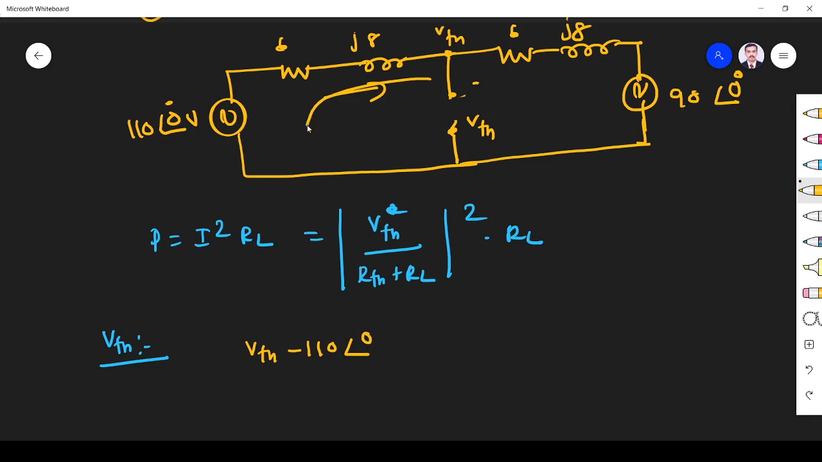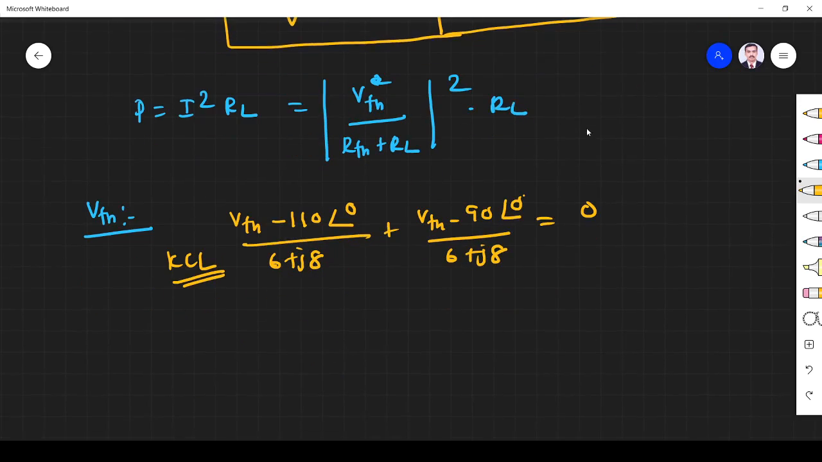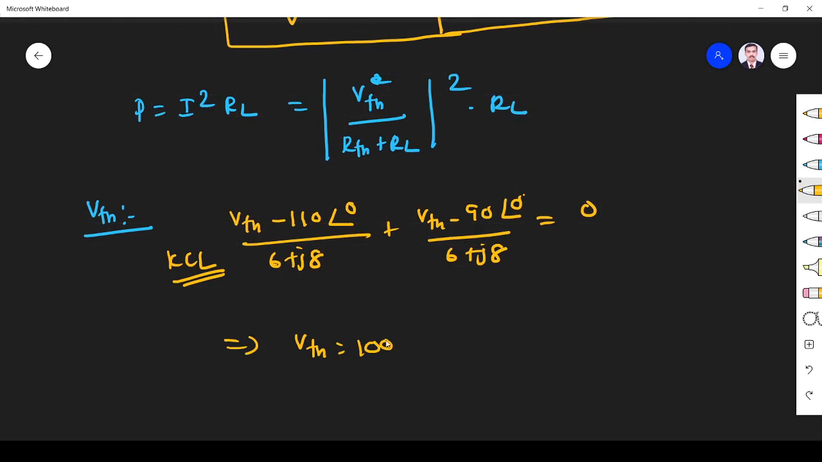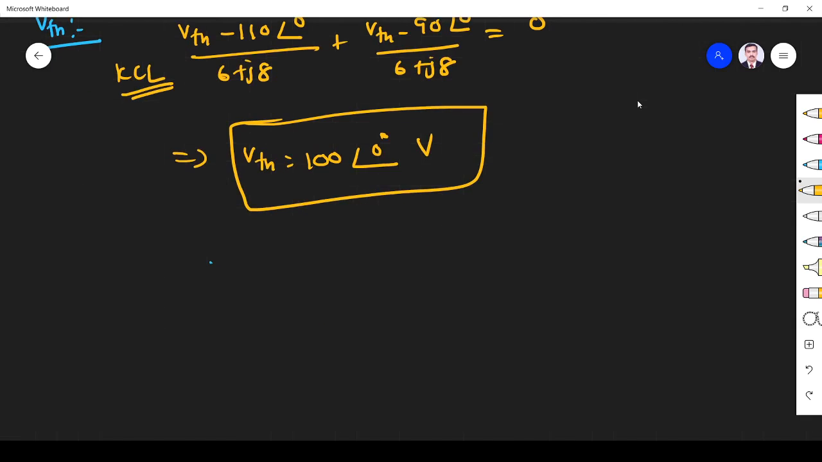For this branch I am applying Vth minus 110∠0 divided by 6 plus j8. Next for this branch, Vth minus 90∠0 divided by 6 plus j8. I use KCL, nodal analysis, and that will be equal to 0. If you simplify, Vth will be equal to 100∠0 volts. Next we have to find R Thevenin.